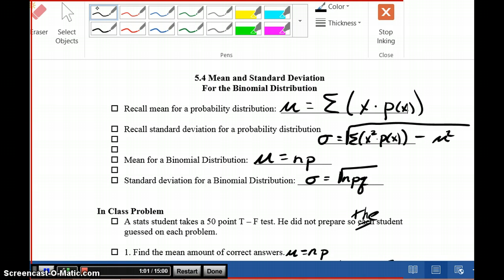But when we look at the mean for a binomial distribution, it becomes much simpler. The mean for a binomial distribution is simply the number of trials times the probability of success. And the standard deviation of a binomial distribution is the square root of the number of trials times p, which is the probability of success, times q, which is the probability of failure.